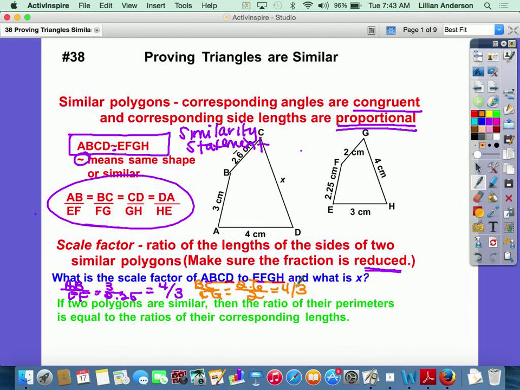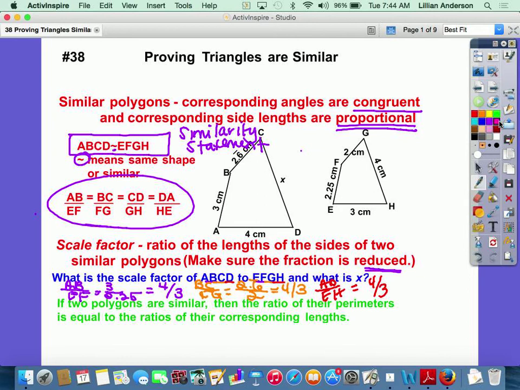Okay? Now, these two polygons are supposed to be similar, so that means the scale factor should be the same, which I have here. And so even if I compare AD to EH, I can see the same thing, which is, again, yes, it is 4/3.